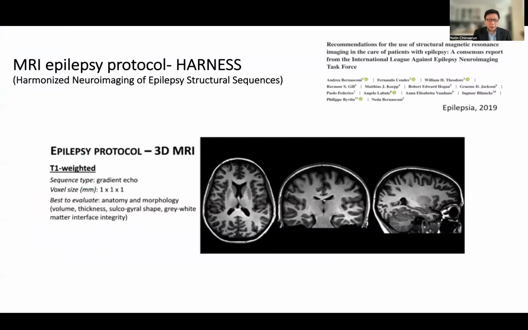First, we use the 3D MRI scan T1 weighted imaging, acquired with a gradient echo sequence and a voxel size of about 1 millimeter. This is best to evaluate anatomy and morphology, the volume, thickness, sulcus and gyral shape, and the gray-white matter interface integrity.